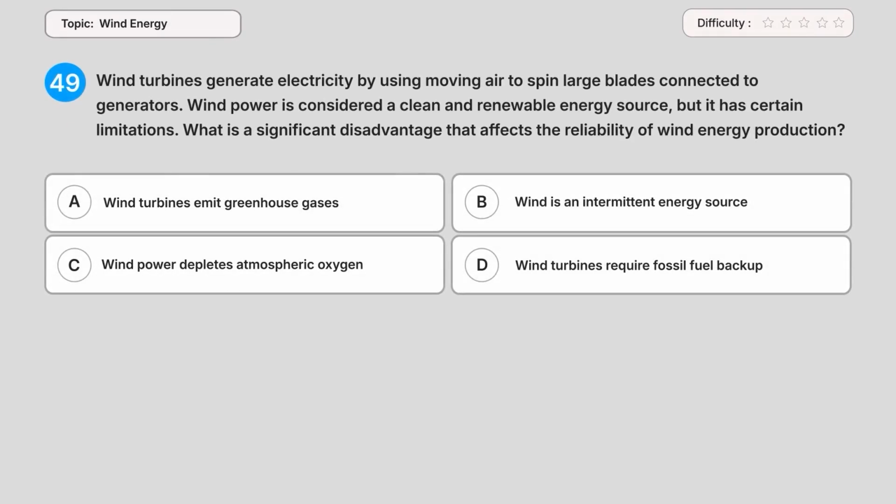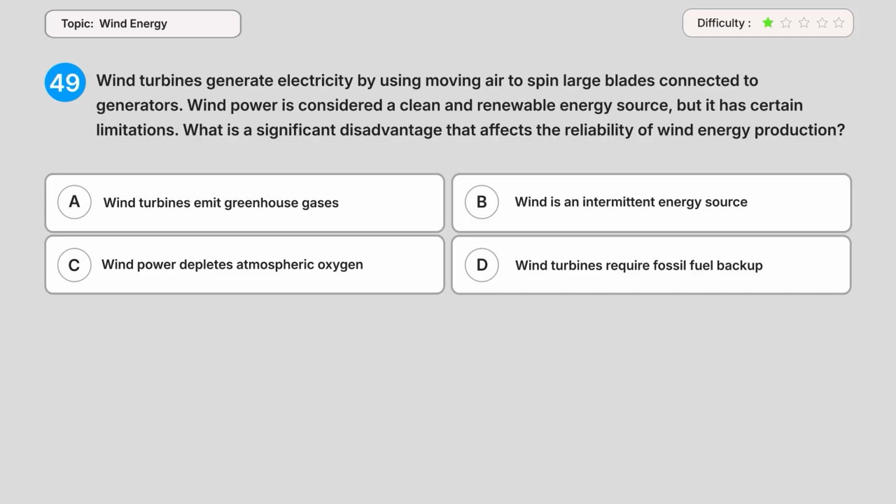49. Wind turbines generate electricity by using moving air to spin large blades connected to generators. Wind power is considered a clean and renewable energy source, but it has certain limitations. What is a significant disadvantage that affects the reliability of wind energy production?